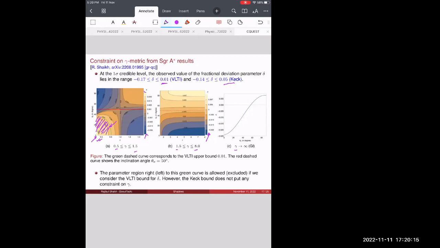However, as the Sagittarius A star paper said that the inclination angle should be below 50 degrees, and this is shown by this red curve, we focus on the region below this red curve. Therefore, except the region to the left of this green curve, all gamma and inclination angles are allowed.